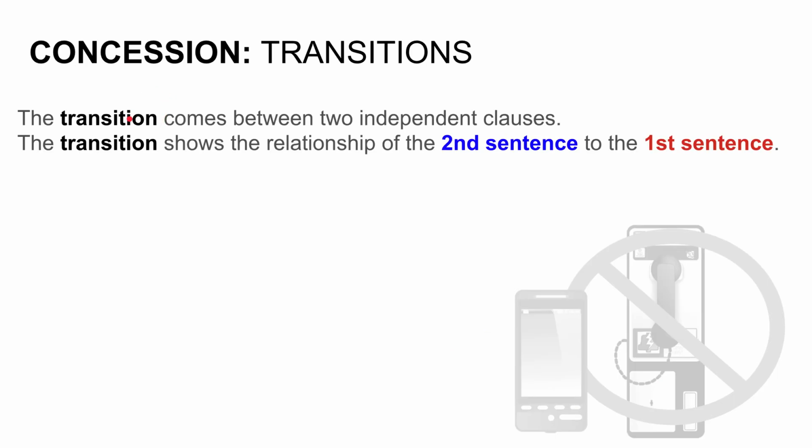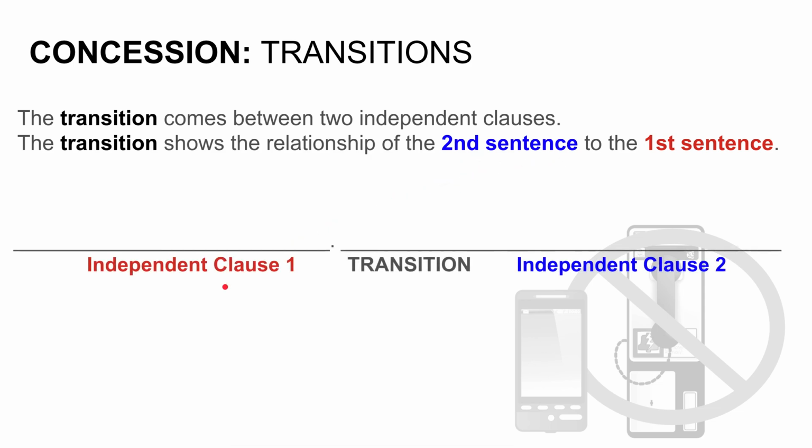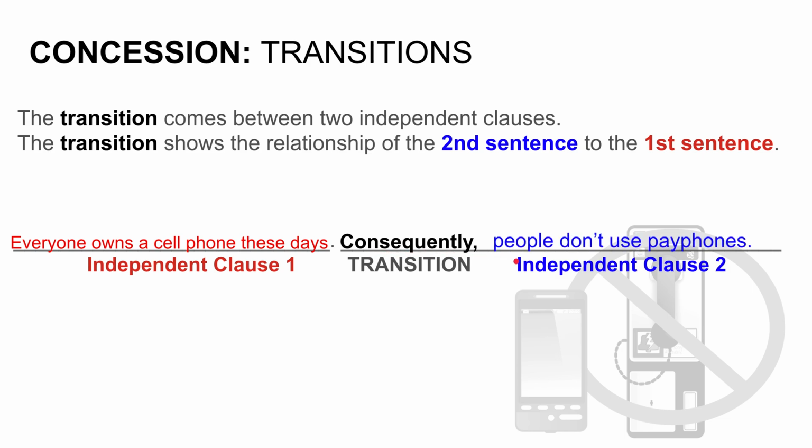Before we start, let's do a quick review. Remember that a transition comes between two independent clauses, and the transition shows the relationship of the second sentence to the first sentence. So, for example, independent clause 1: everyone owns a cell phone these days, period. Consequently, second sentence, people don't use payphones. Here we can see that we have a cause and effect relationship between the two sentences. So these are transitions. They come between sentences and they show the relationship between two sentences.